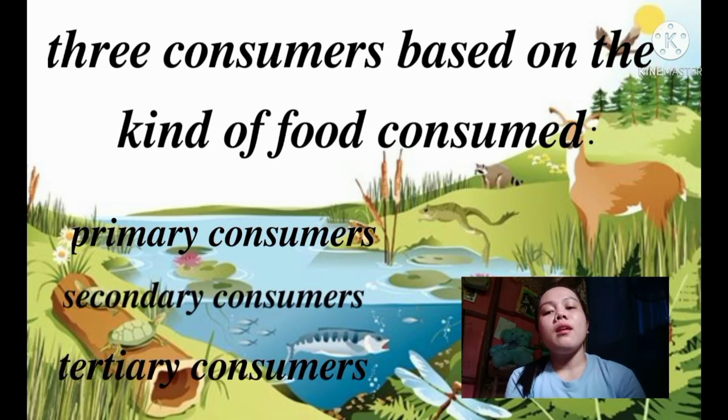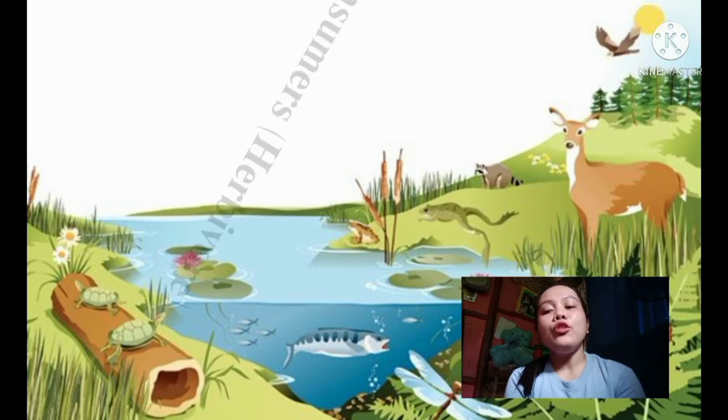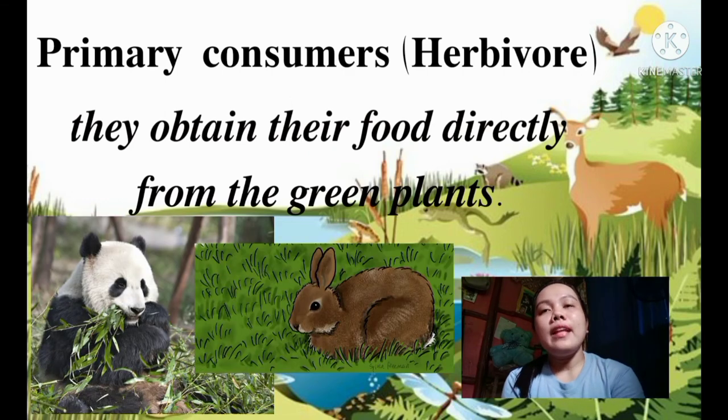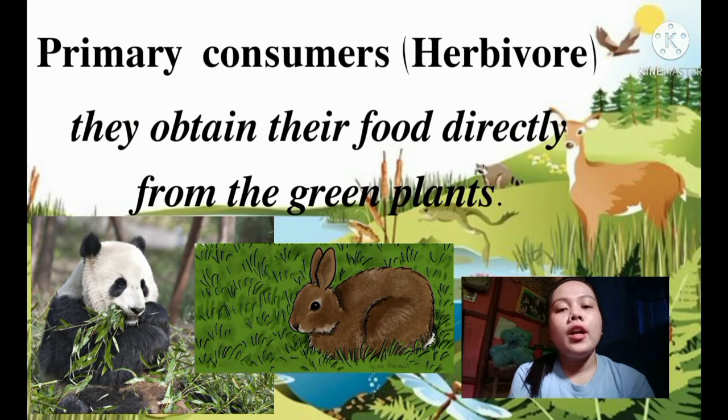Primary consumers, mo na siya ang consumers that obtain their food directly from the green plants. Gitawag din sila og mga herbivore. Mo na siya ang mga consumers na pareha ng ulod, di ba? Ang iyang pagkaon through mga leaves sa trees, flower, plants, mga leaves sa vegetables. One example of consumers, primary consumers.